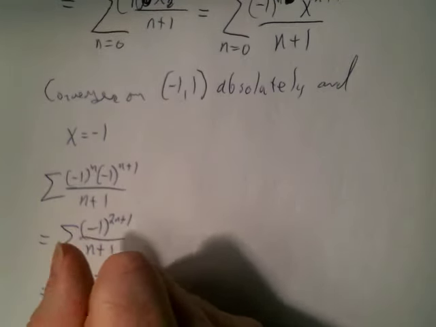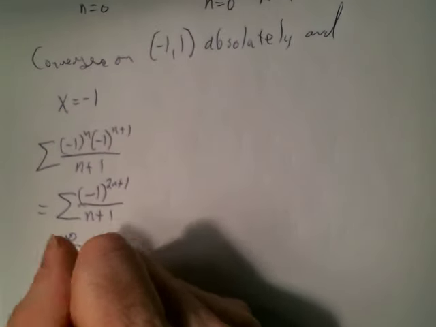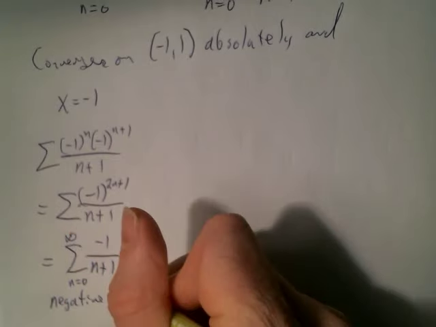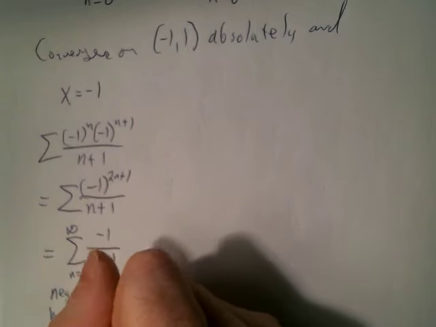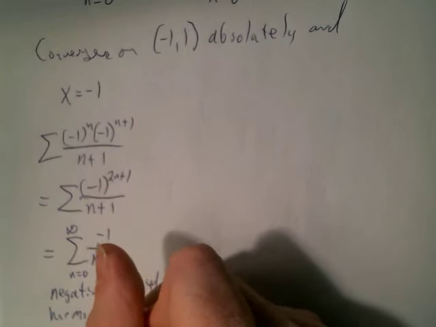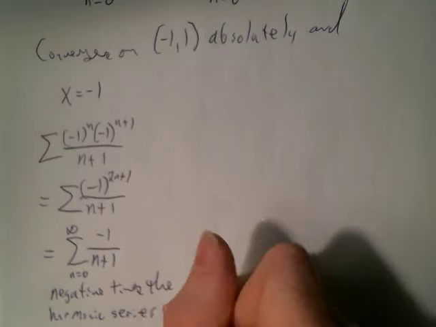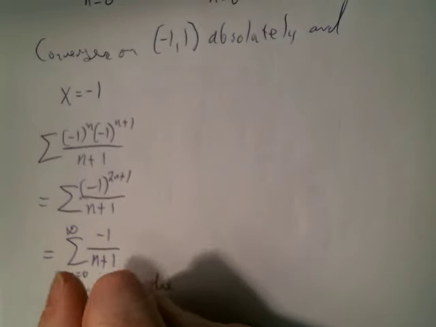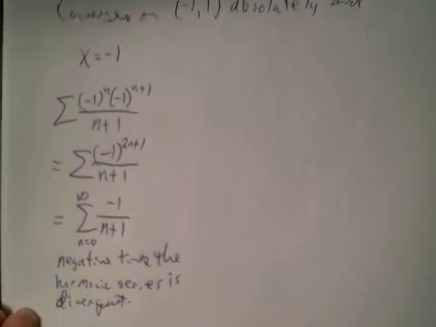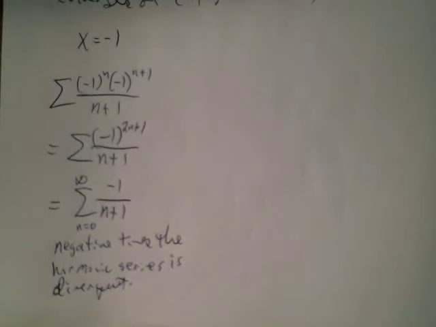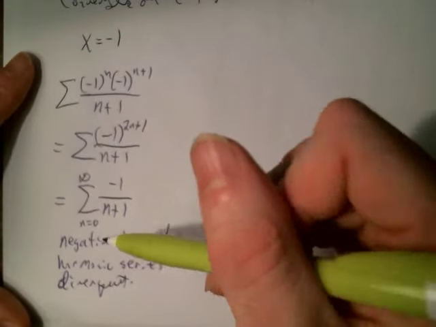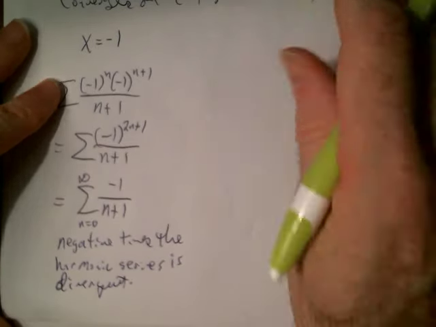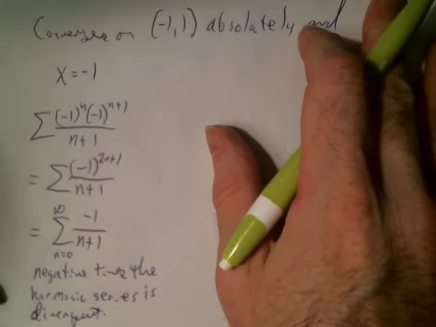So a negative times the harmonic series is still going to be divergent. If you really want to, you can do some other test, but I think that's good enough, because that is obviously a harmonic series, and when you multiply a divergent series by a constant, it won't change whether or not it converges or diverges.